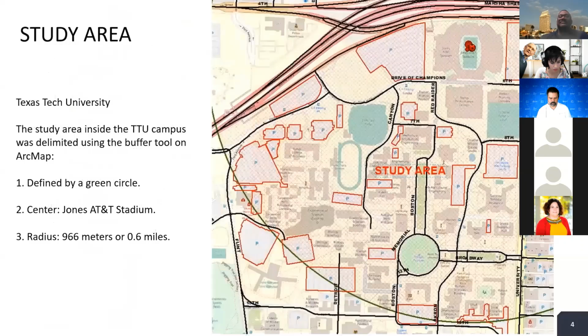So here my study area was inside the Texas Tech University, and I delimited my study area by using the buffer tool, which is on ArcMap, and the delimitation is symbolized by the green line. I use my center as a point located on the Jones AT&T Stadium, and the radius for my study area was about 0.6 miles. So that's how I delimited my study area.